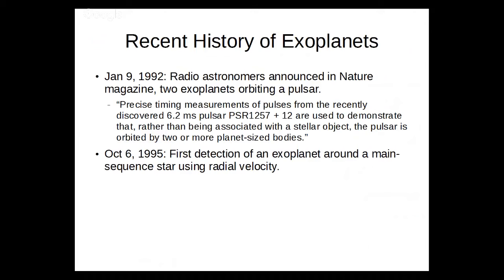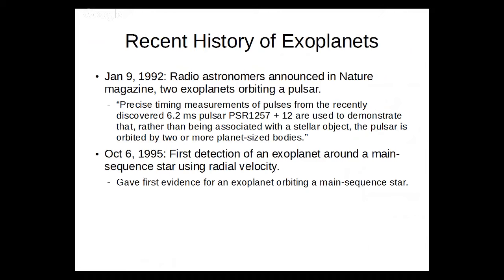Okay, move forward a little bit further into 1995. We had the first detection of an exoplanet around a main sequence star. That's a star just like our own sun, using radial velocity. So that's that star wobble method again, right? So this was big because it was the first time that we were able to see that star wobbling. This was just theorized. And we finally discovered it in 1995.